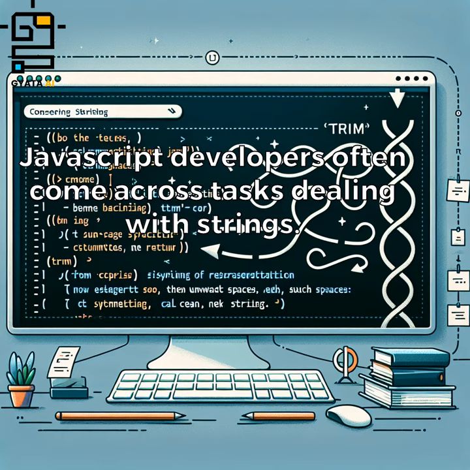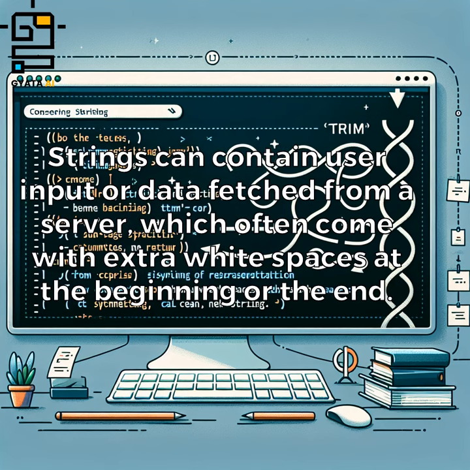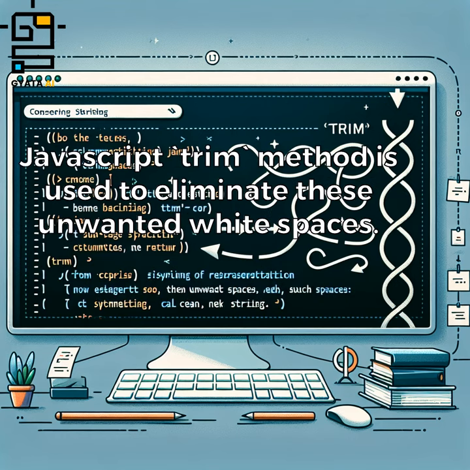Introduction. JavaScript developers often come across tasks dealing with strings. Strings can contain user input or data fetched from a server, which often come with extra white spaces at the beginning or the end. The JavaScript trim method is used to eliminate these unwanted white spaces.